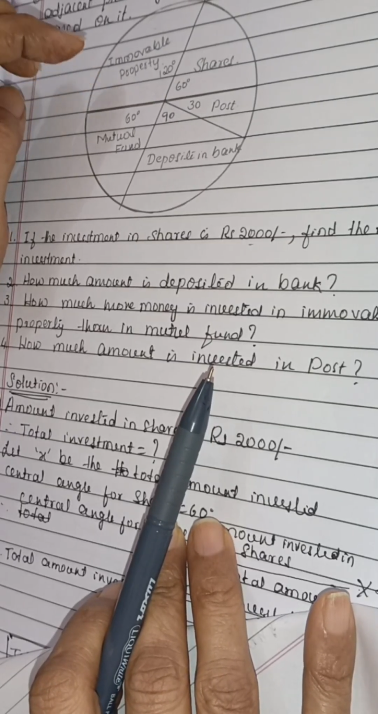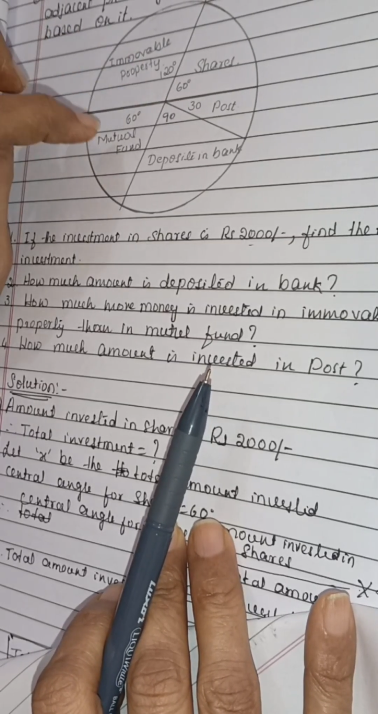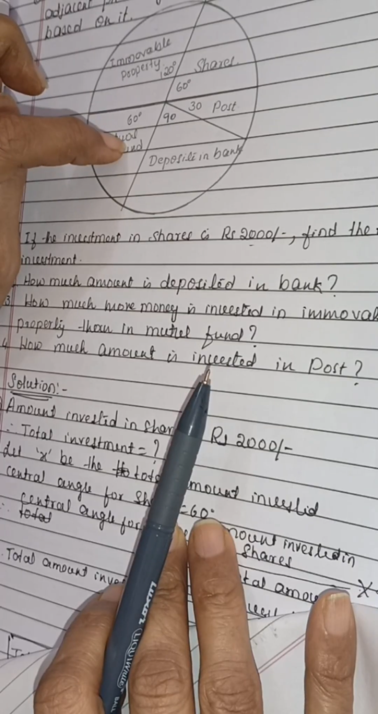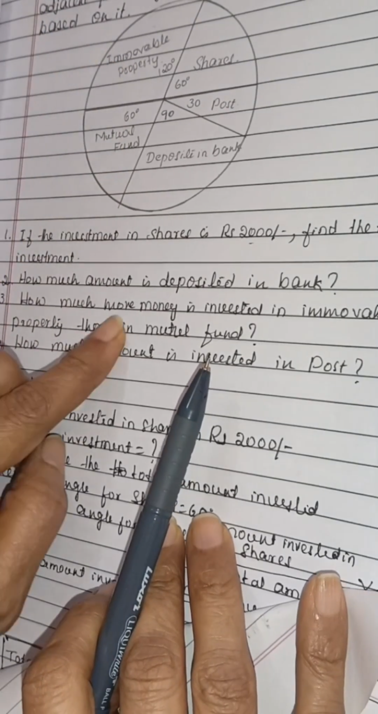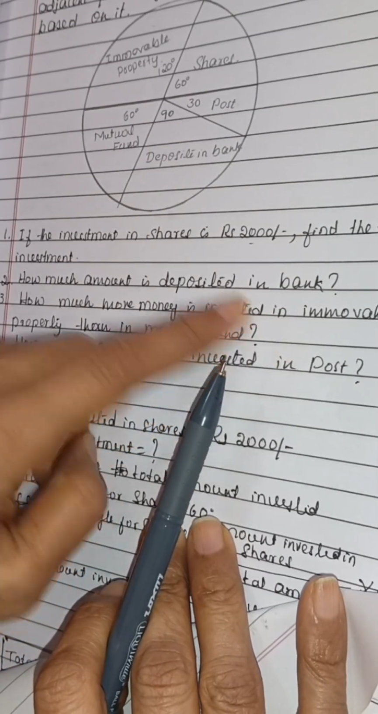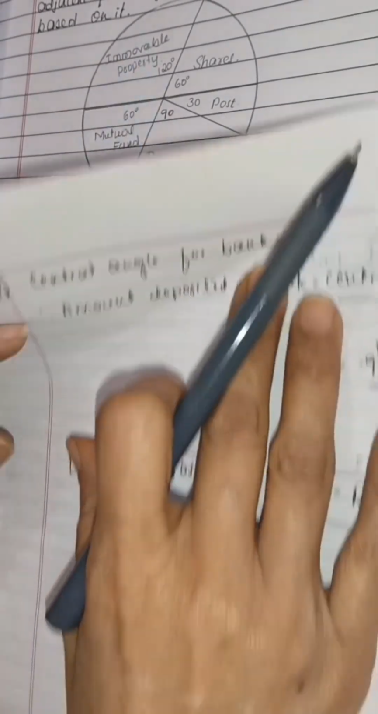See, the amount invested in immovable property we have to find out. Then the amount invested in mutual fund you have to separately find out. Then we can say which one is more, and how much more money is invested in immovable property. Therefore, third question.